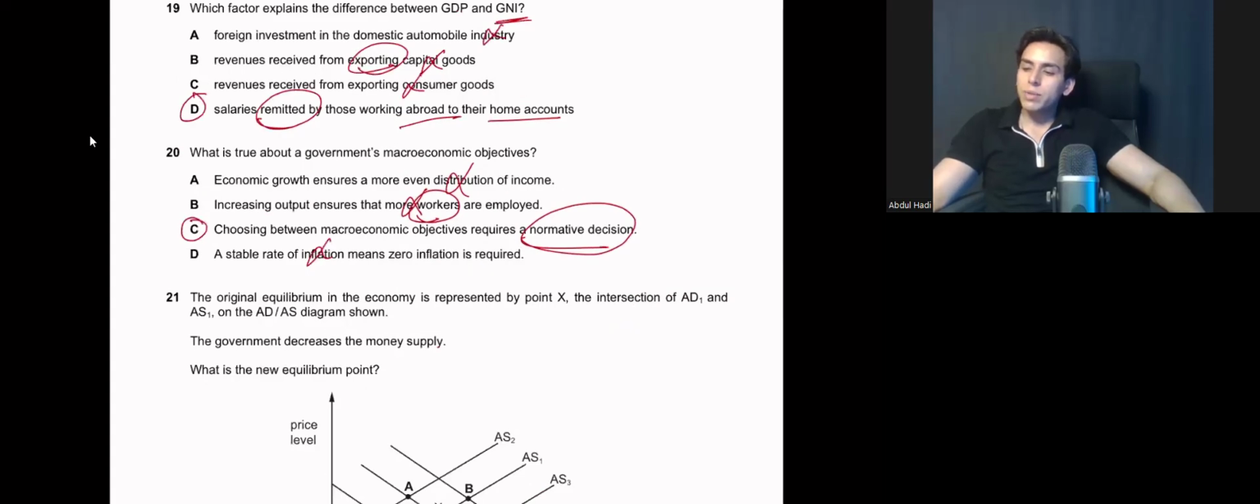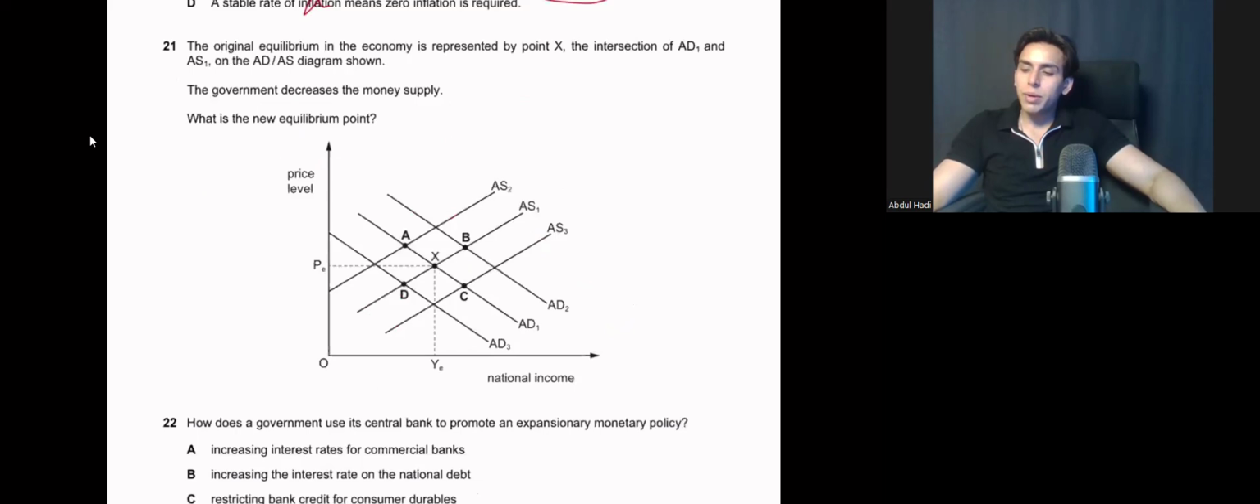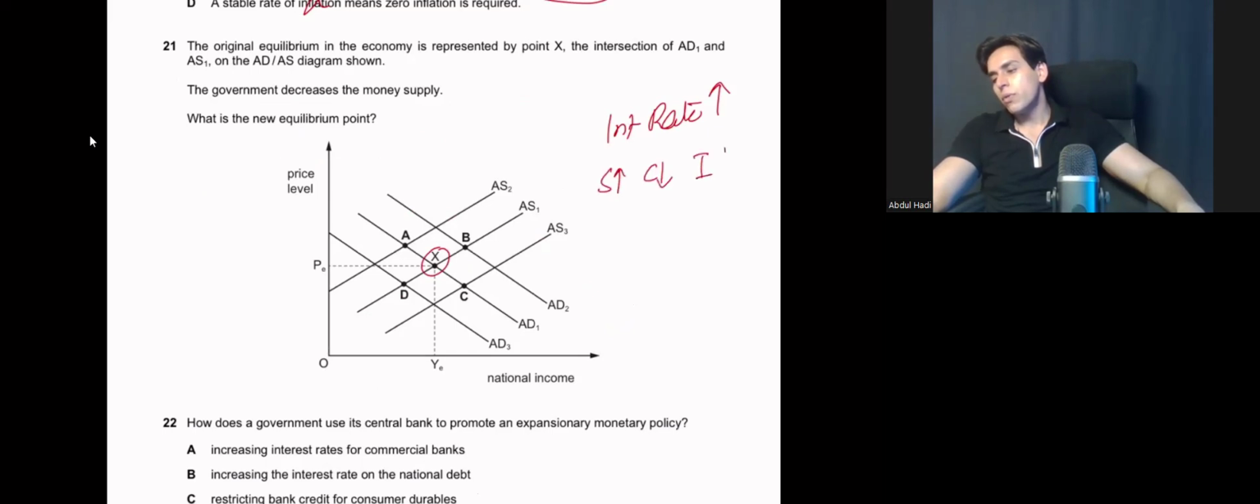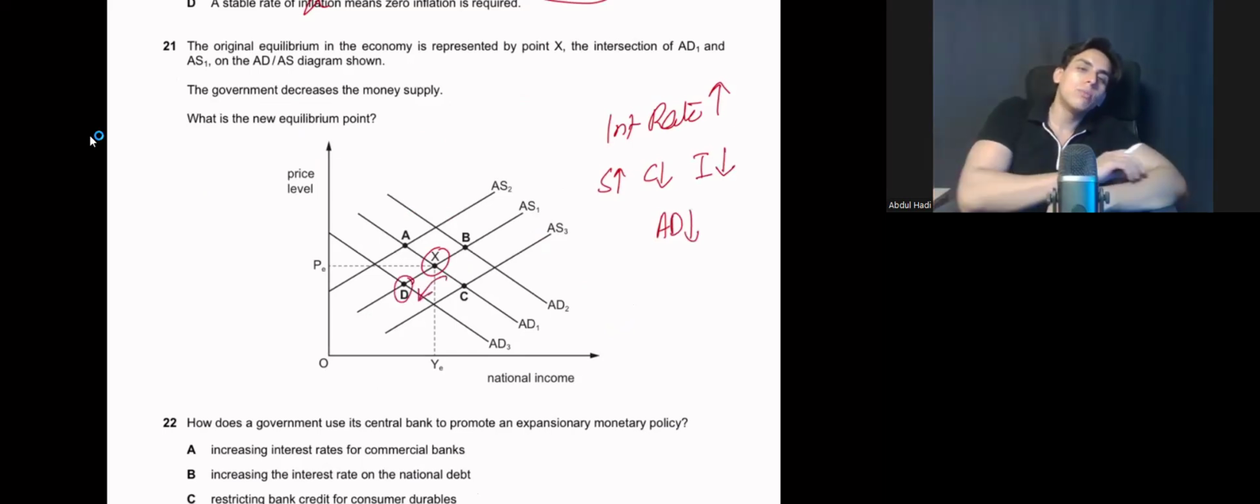The original equilibrium is at point X. Government decreases money supply. What is the new equilibrium? If government reduces money supply, interest rate will rise. And once interest rate rises, your saving rises, your consumption falls, and your investment falls as well, which will lead to a decrease in aggregate demand. So your aggregate demand will shift leftwards like this, and you'll move to option D.